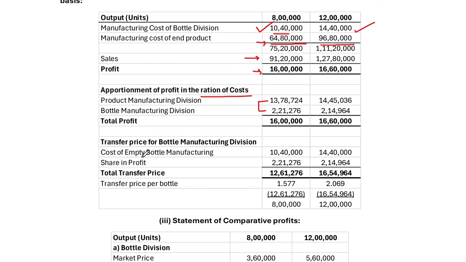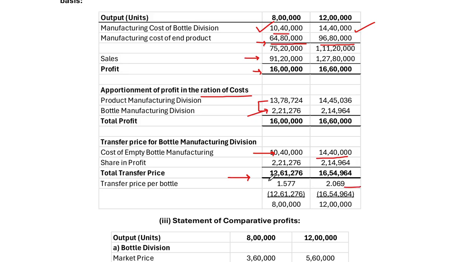Okay. Now, the transfer price for the bottle manufacturing division. The cost of empty bottle manufacturing is 10 lakh 40,000 and 14 lakh 40,000. And the share in profit, here we calculated 2,21,276 and 2,14,964. So the total transfer price is 12,61,276 and 16,54,964. So the transfer price per bottle is 1.577 and 2.069.